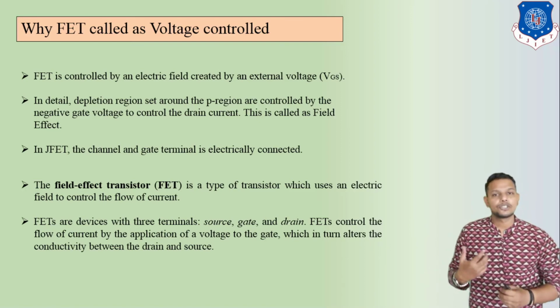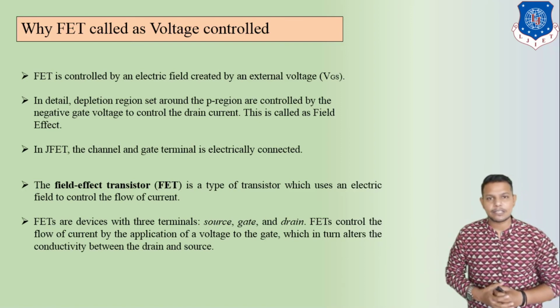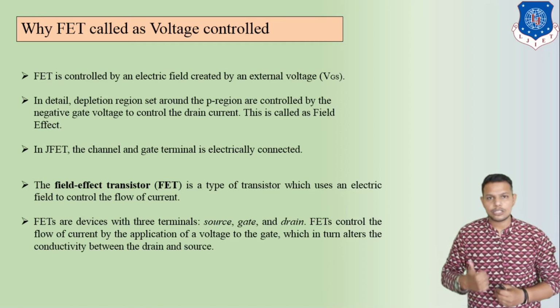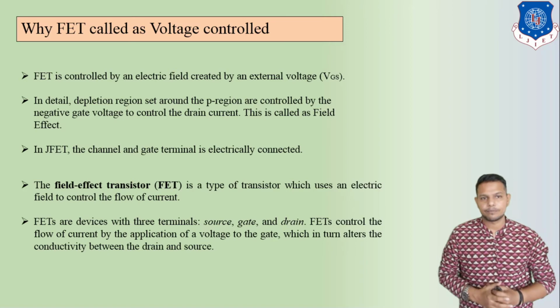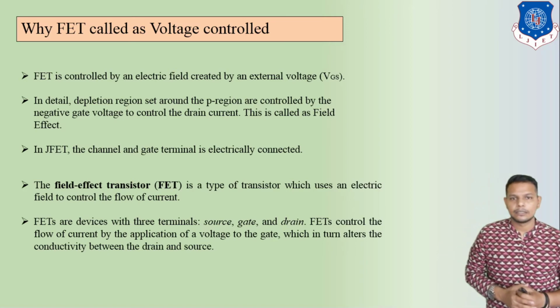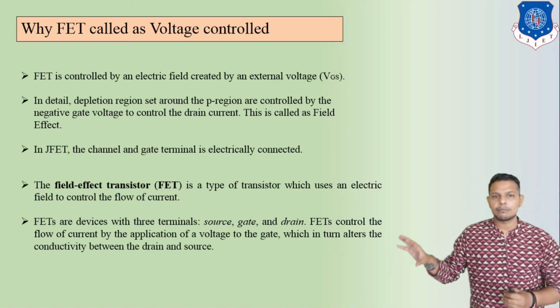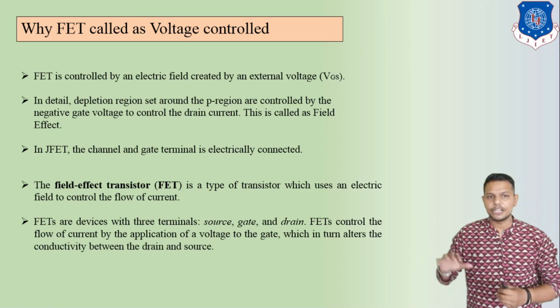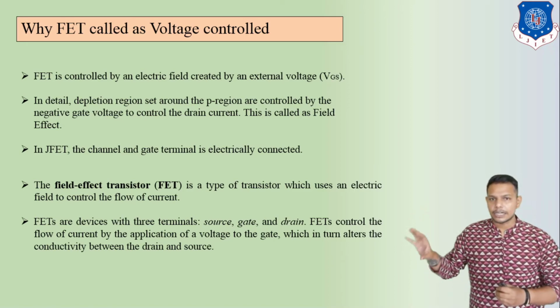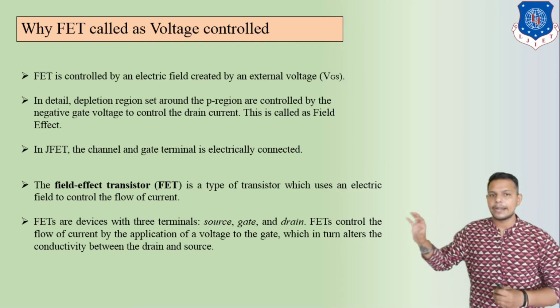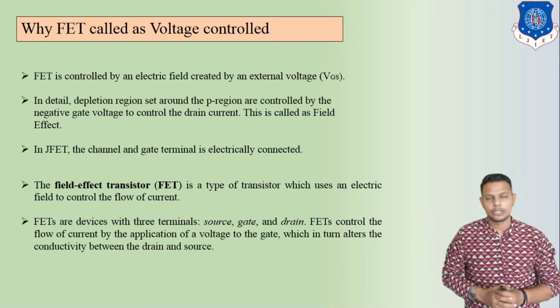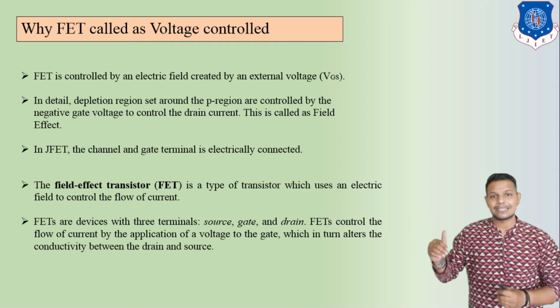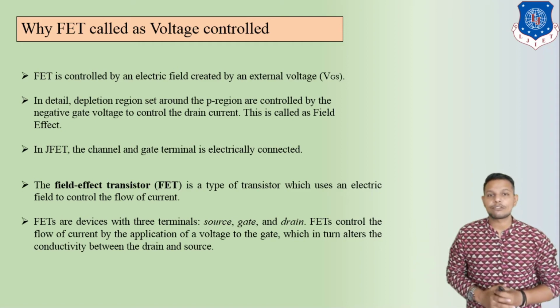So there are three different types of terminals, as we discussed. One is source, the second one is gate, and another one is drain. FETs control the flow of current by application of voltage to the gate, which in turn alters conductivity between the drain and source. So this is the working principle of FET.